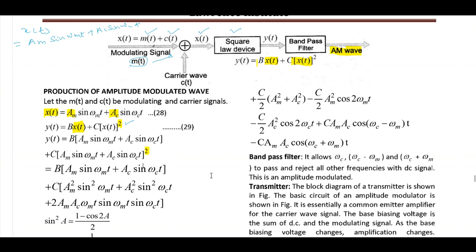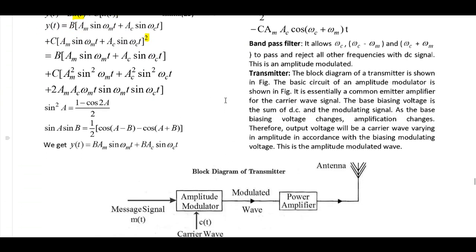And now we will make use of two formulas. Now we have got this square term. This is an unwanted term. We don't want the square term. And then here is the multiplication. We shall make use of two formulas. One is sin square A is equal to 1 minus cos 2A by 2.